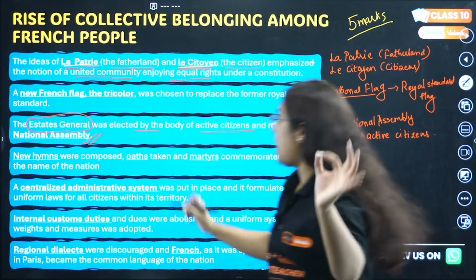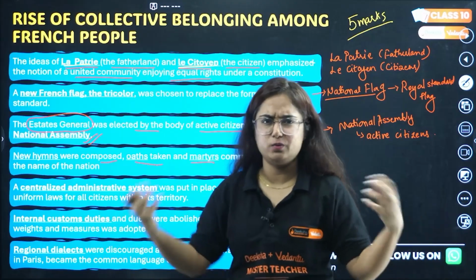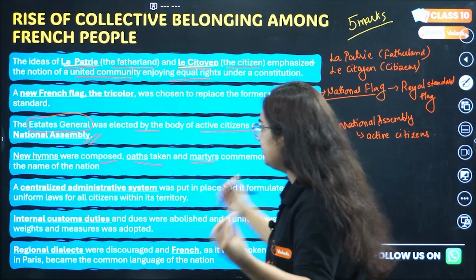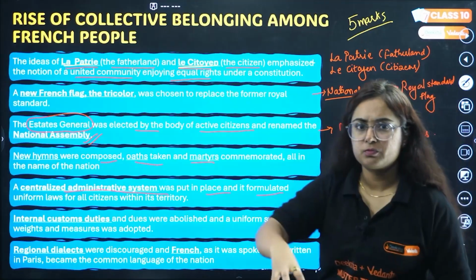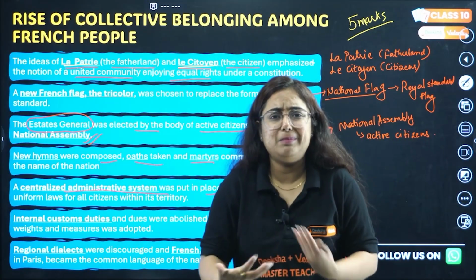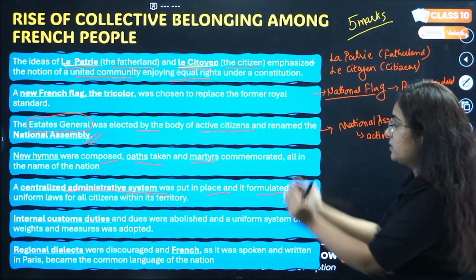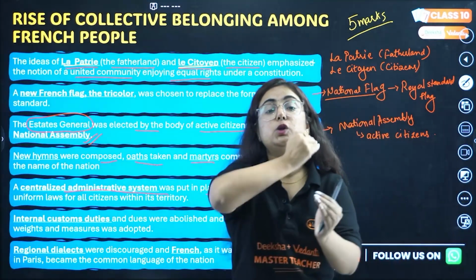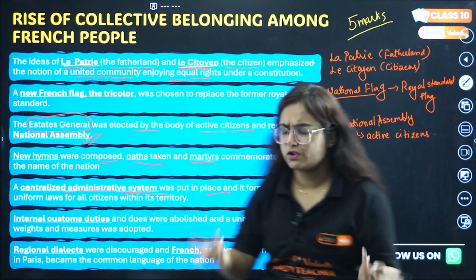Get it? New hymns were composed, an oath was taken, martyrs were commemorated, as we do to build up this feeling of nationalism. A centralized administrative system was put in place. So now, if there is division in the administration, how can people feel united? So let's make a united administrative division so that there will be uniform laws, similar laws for all the people in the country. This was a good step.